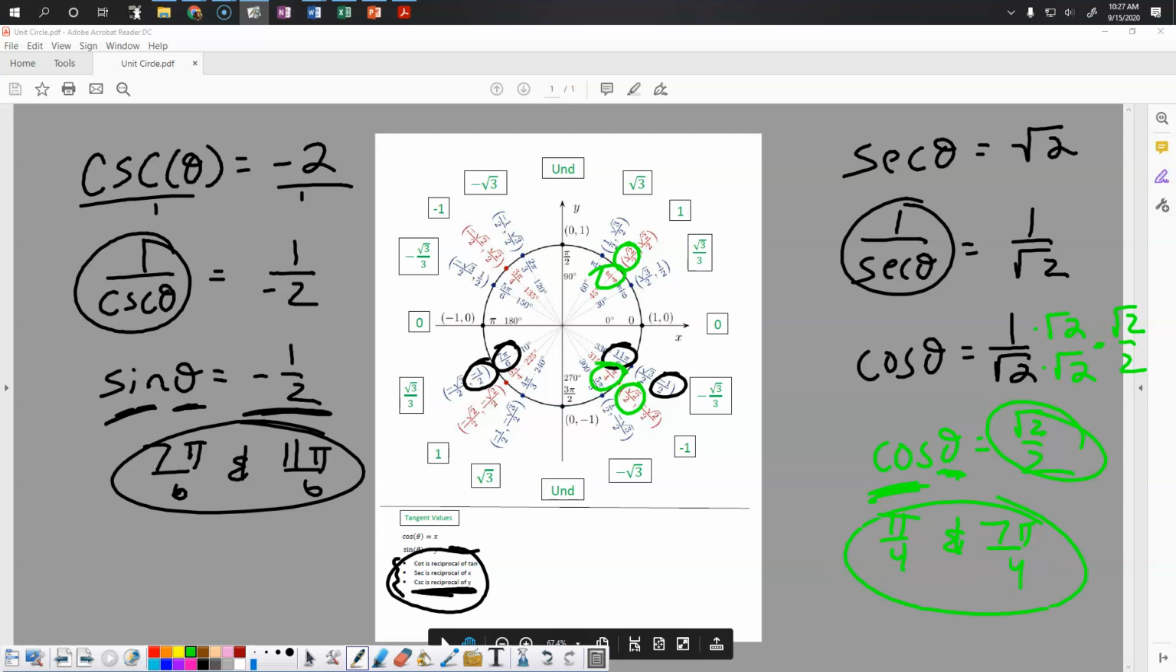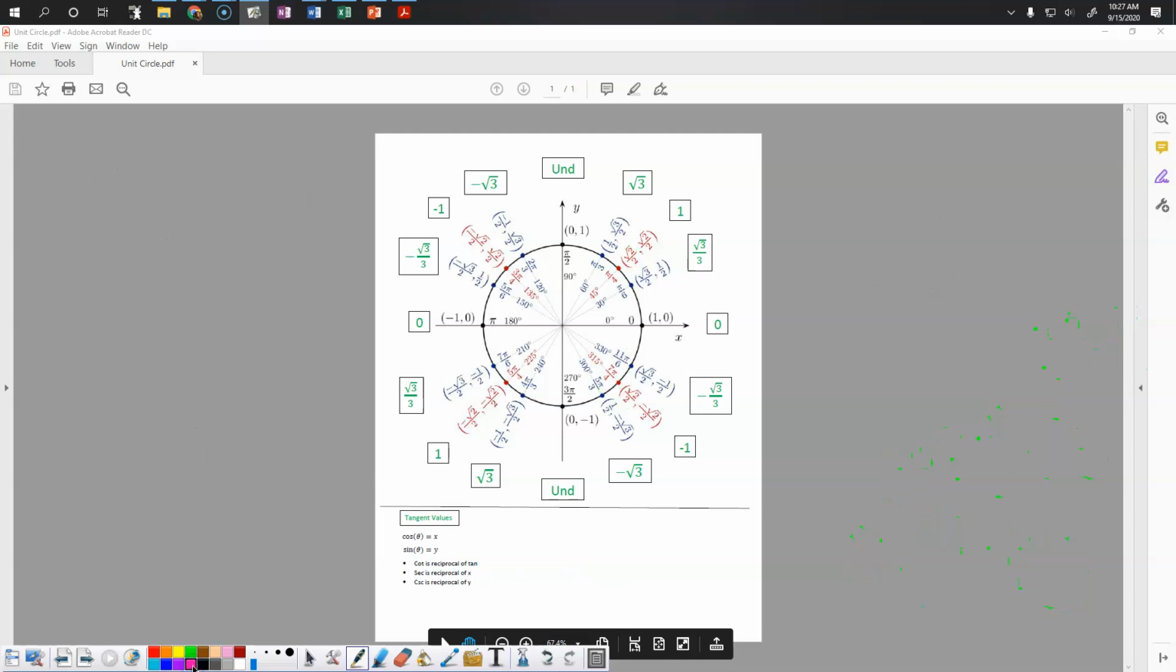Okay? Let's do one more. So pause the video if you need to try this problem. But see if you guys can figure out what the angle is for cotangent of theta is equal to negative radical 3 over 3.